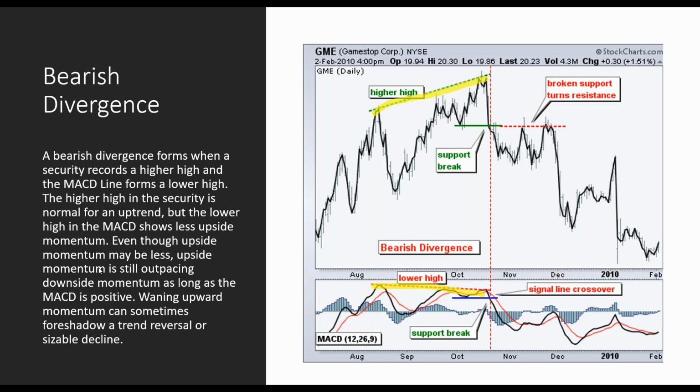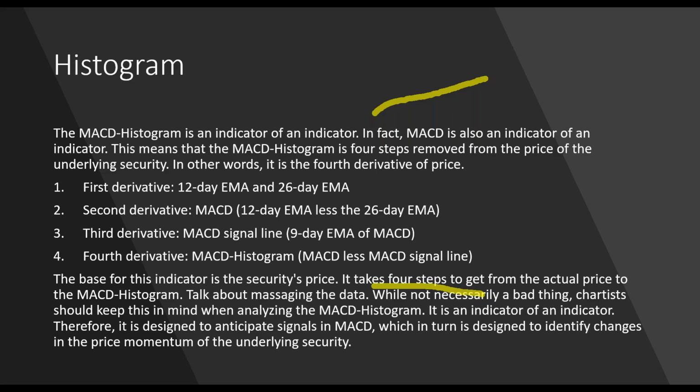Even though upside momentum may be less, upside momentum is still outpacing downside momentum as long as the MACD is positive. Waning upward momentum can sometimes foreshadow a trend reversal or a sizable decline. So remember, we're dealing with a 4-stage divergence, and we use this to finalize it in the MACD histogram. Now, the MACD histogram is an indicator of an indicator. In fact, MACD is also an indicator of an indicator. This means that the MACD histogram is 4 steps removed from the price of the underlying security.